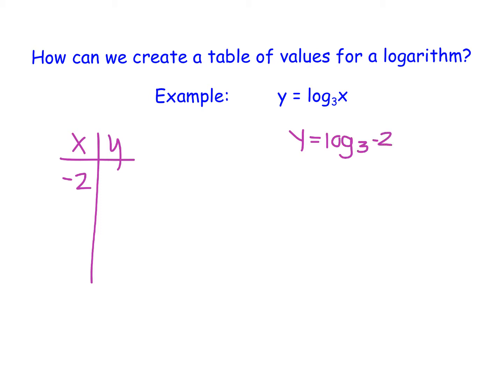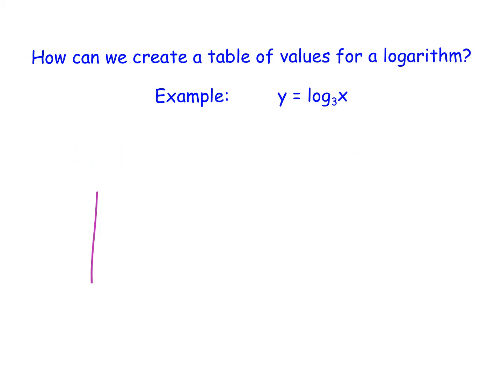Now if we use the little exponential to logarithm trick, we can rewrite this as -2 to the power of y equals 3. And I don't know about you, but I don't really know what number, if I take -2 to a power, equals 3. So creating a table of values really isn't that simple here.